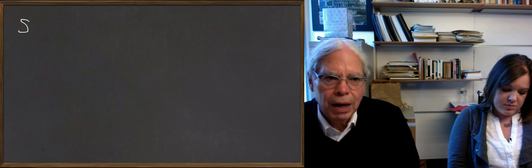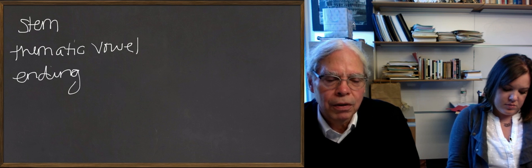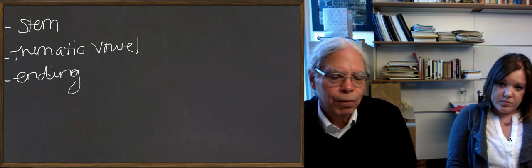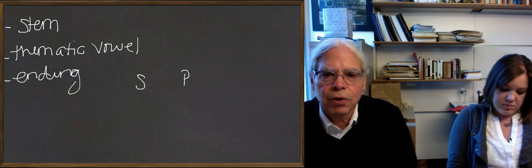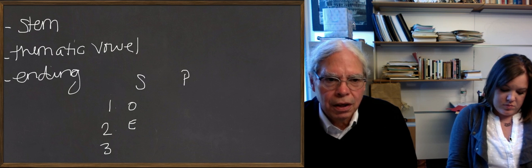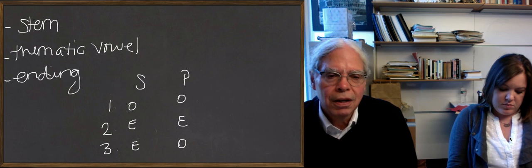The basic structure of the Greek verb is you have a stem, a thematic vowel, and an ending, okay? And you all remember how this works. You can see the thematic vowel in Greek forms most clearly in the imperfect, where you have an alternation of the persons like this. You want to make a little table, singular and plural, first, second, and third persons. And it goes like this. In the first person, the thematic vowel is O. The second person, it's E. And the third person, it's E again. In the plural, the first person is O, the second one is E, and the third one is O. Okay, so it's O-E-E, O-E-O.